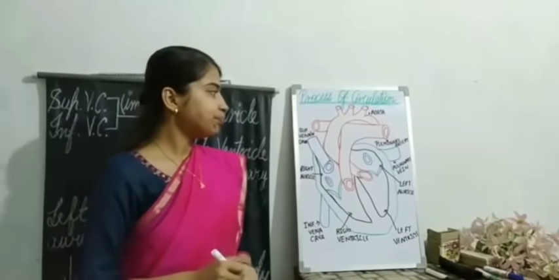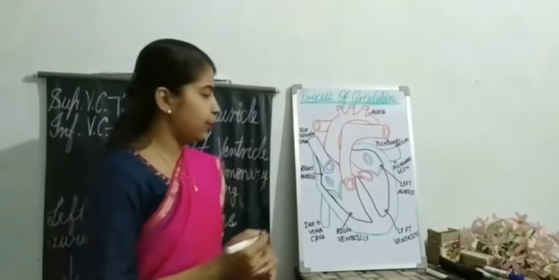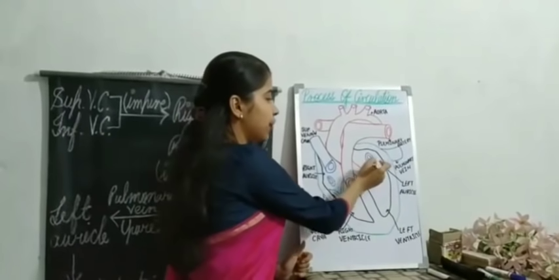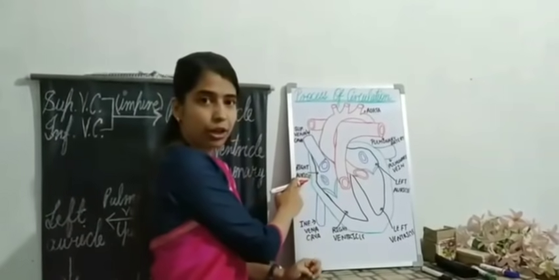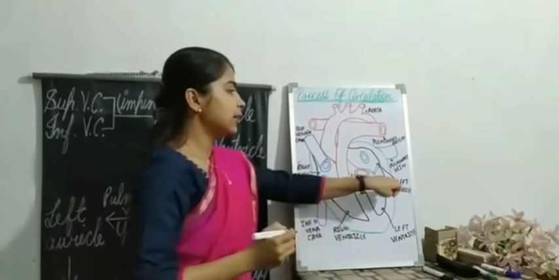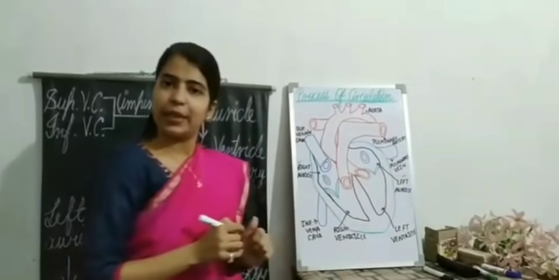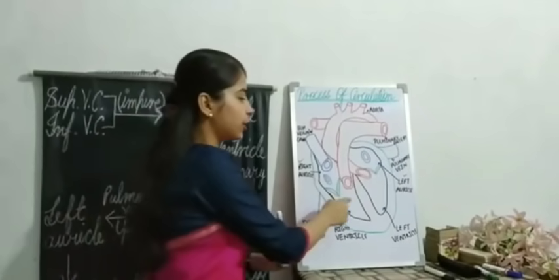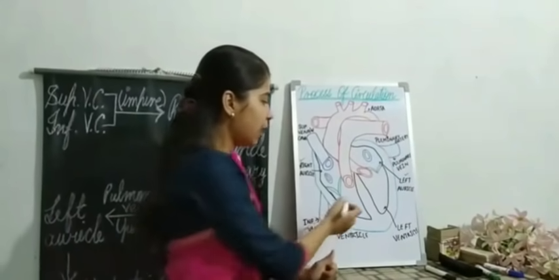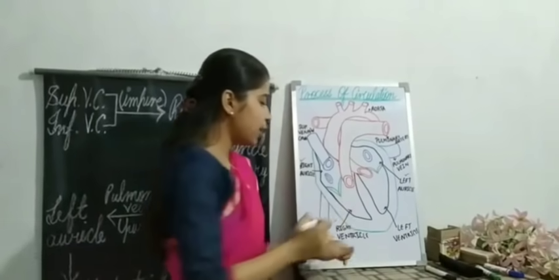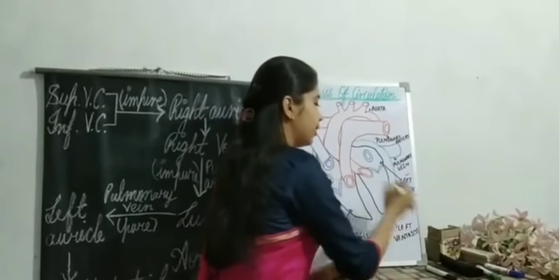Now see, again I will be explaining to you. Your heart is 4-chambered. The upper 2 chambers are your auricles. So this chamber is your right auricle, and this chamber over here is your left auricle. Clear? Now, as we move down to the next 2 chambers, this side is your right ventricle, and this side is your left ventricle.